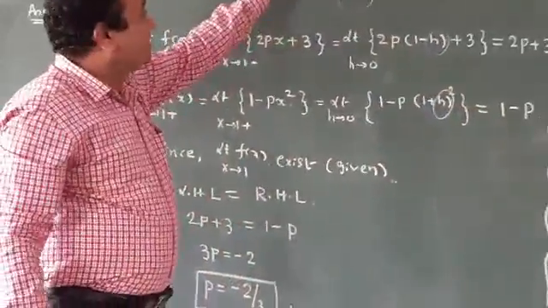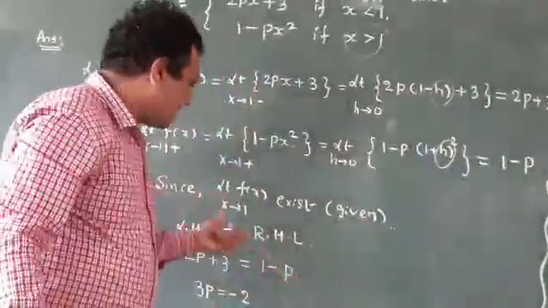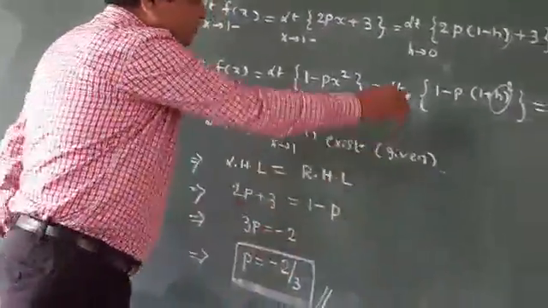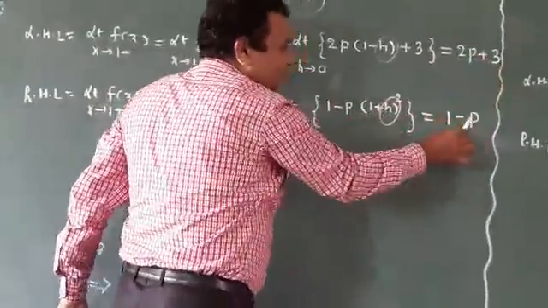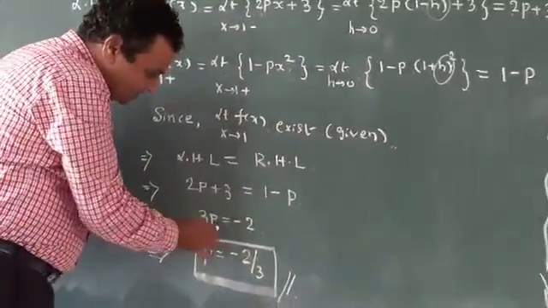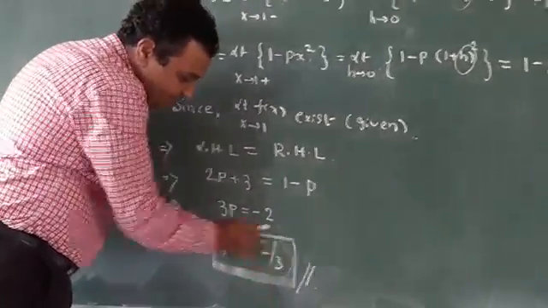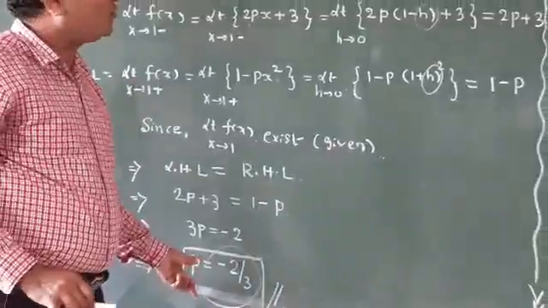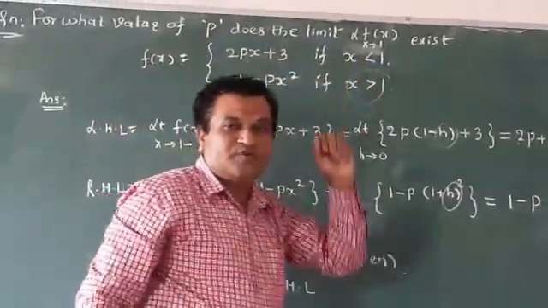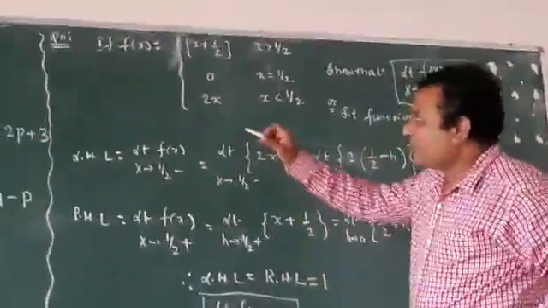Okay. So the question itself says that the given function exists, which means LHL equals RHL. If these two values are equal, then 2p plus 3 equals 1 minus p. Take p to this side, so it becomes 3p equals minus 2, therefore p equals minus 2 by 3. So this is the method to find the value of an unknown quantity when the given function exists. In the similar way, we consider another type of example.